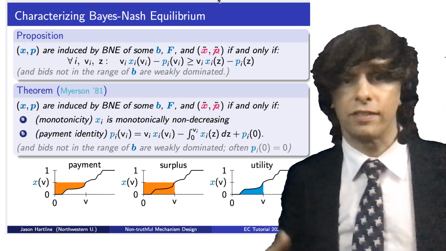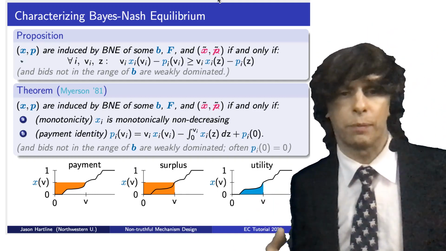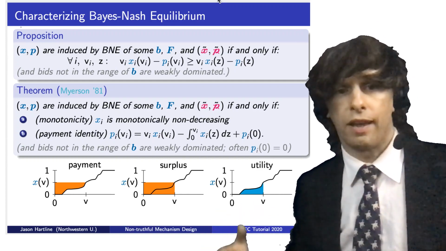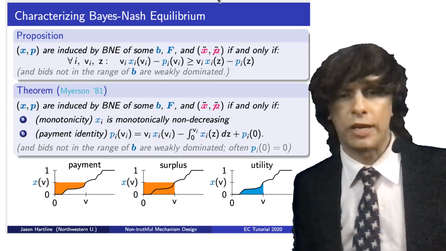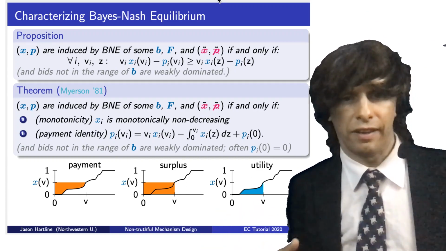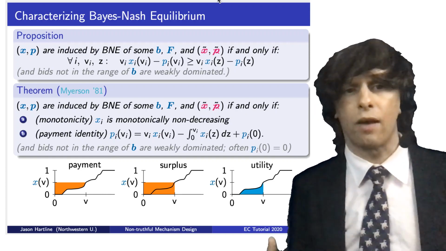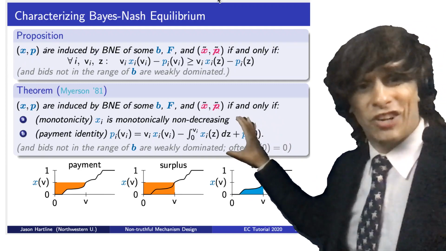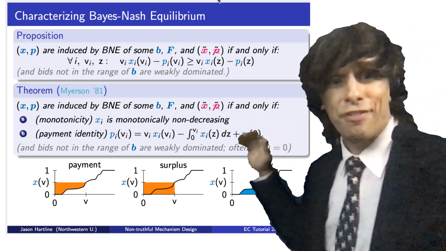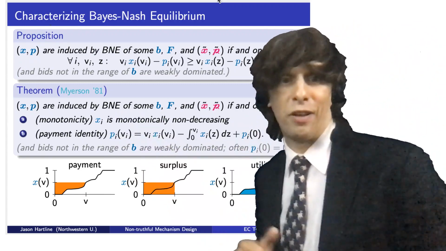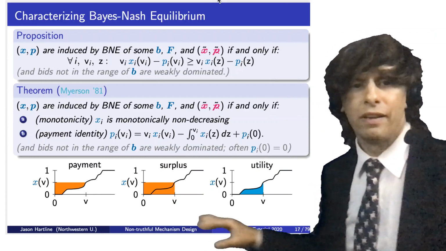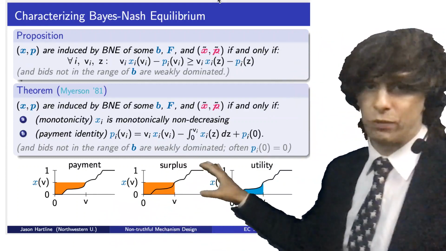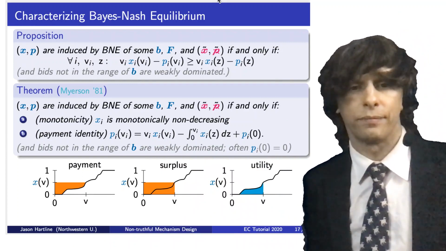Good. So this gives a simple geometric interpretation for payments, surplus, and utility, which are three quantities of interest in understanding outcomes in equilibrium. And the theorem gives a characterization that says that if this allocation profile can be achieved in equilibrium, it has to be that these payments satisfy this payment identity. It has to be that the allocation rule is monotone, as I've drawn it here.